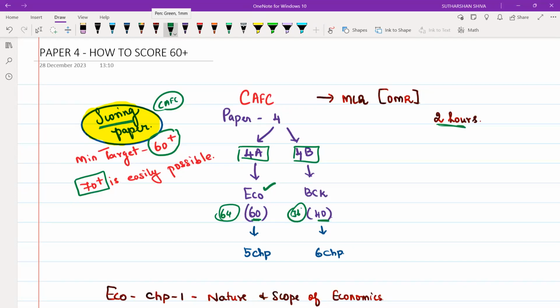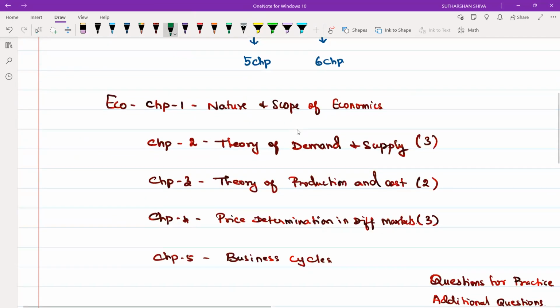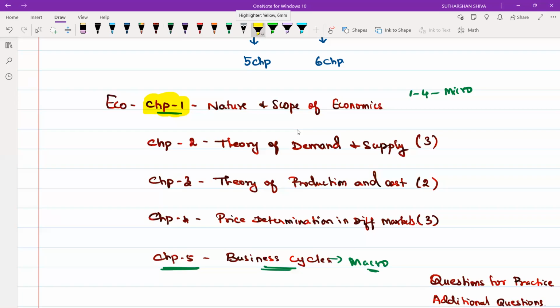First, getting into economics, chapter 1 and chapter 5, that is business cycle. Chapters 1 to 4 come under microeconomics. Chapter 5 comes under macroeconomics. So it is not even connected to chapters 1, 2, 3, 4, but you need to know some basics. So what you can do is first prepare chapter 1, then prepare chapter 5 immediately, to assure yourself 8 to 10 marks from this chapter and 8 to 10 marks from that chapter.